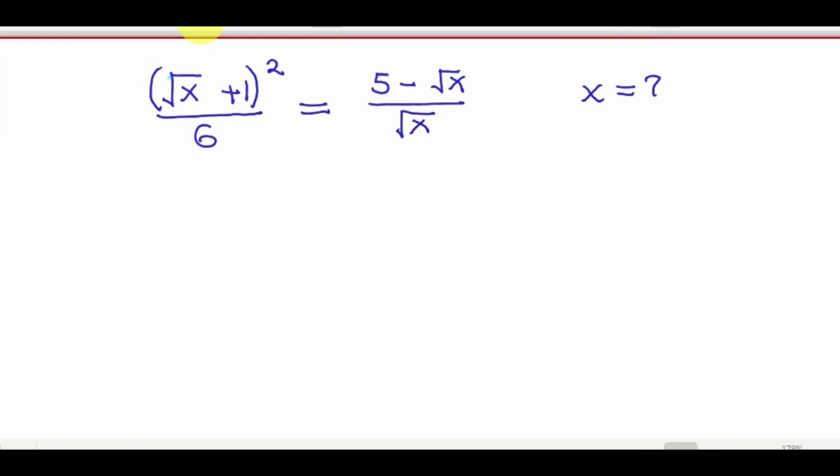Today we have this beautiful, nice equation to solve. Square root of x plus 1 in bracket squared divided by 6 equals 5 minus square root of x, divided by square root of x. We want to find the value of x. Very interesting equation, so let's look at the solution.